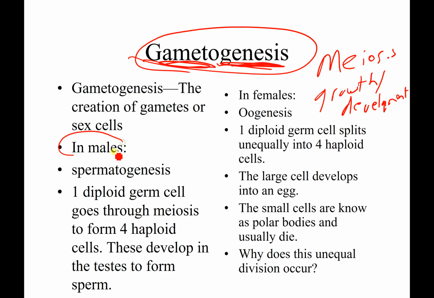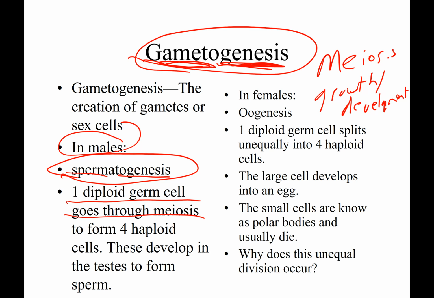So in males, you're going to hear it called spermatogenesis, the creation of sperm. And in males, one diploid germ cell goes through meiosis, pretty much just like we described it, to make 4 haploid cells, and those all grow up to become sperm.